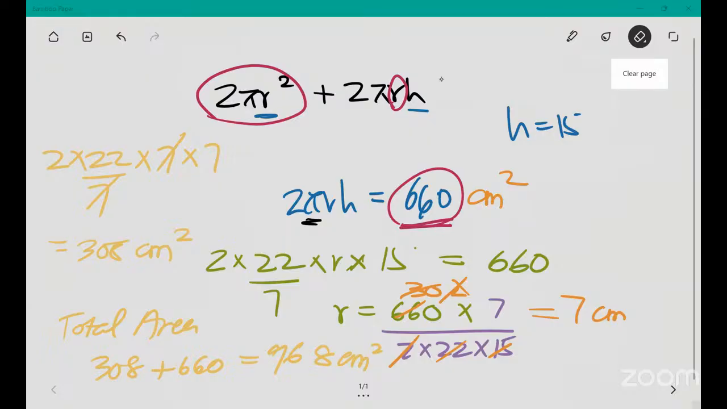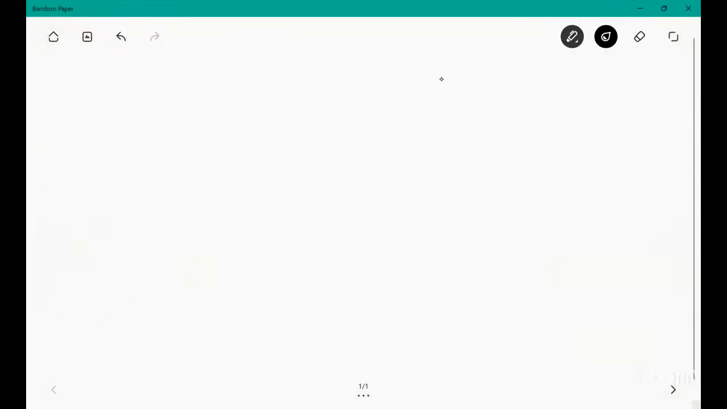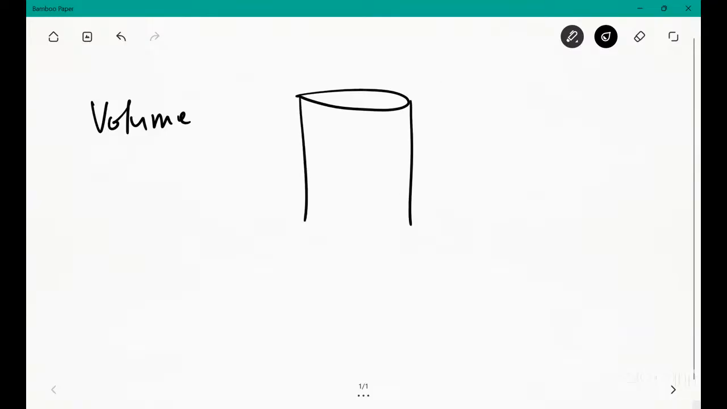Okay, so let's move on to the volume next of the same shape. Volume of a cylinder. So again, volume. So volume of a cylinder is easy.